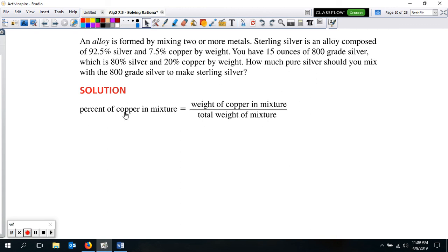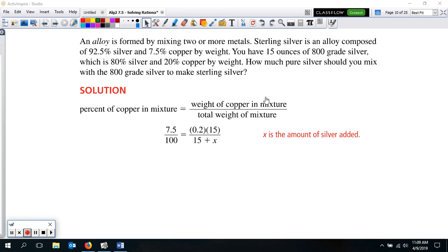So here we go. A percent of copper in the mixture is the 7.5% right here. So here's our mixture of sterling silver. It's 7.5%, which is 7.5 over 100. You can make that a decimal if you wanted to as well. Move that decimal back 2 places, 0.075. But we're going to want to make a fraction so we can cross multiply. So we're going to just put that number over 100.